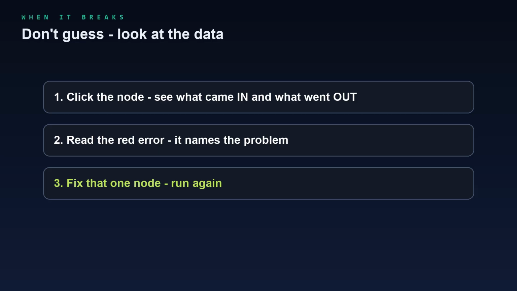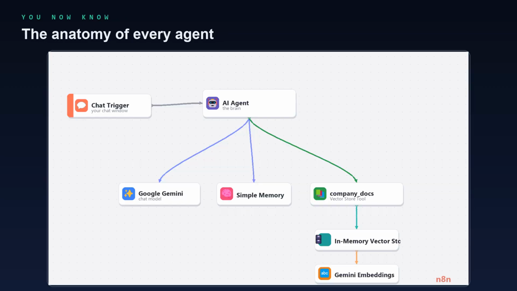Tighten it. When something breaks, don't guess. Click any node and you'll see exactly what data came in and what went out. Read the red error, fix that node, run again. That one habit is 90% of debugging in n8n.